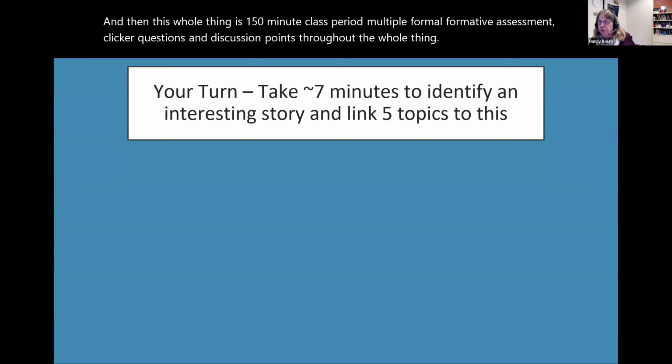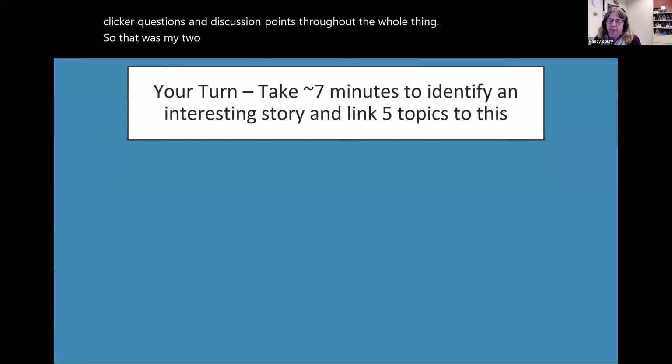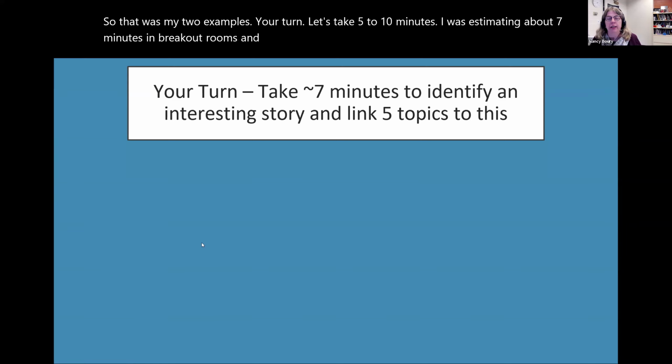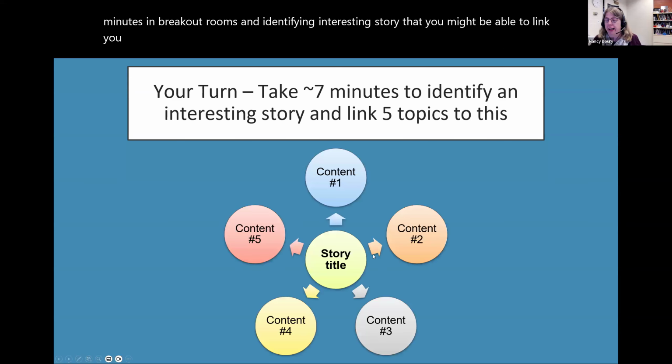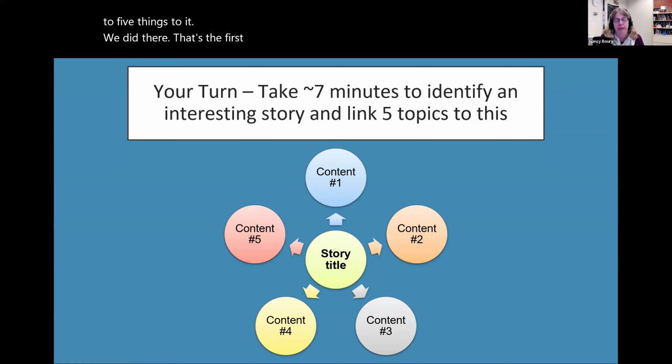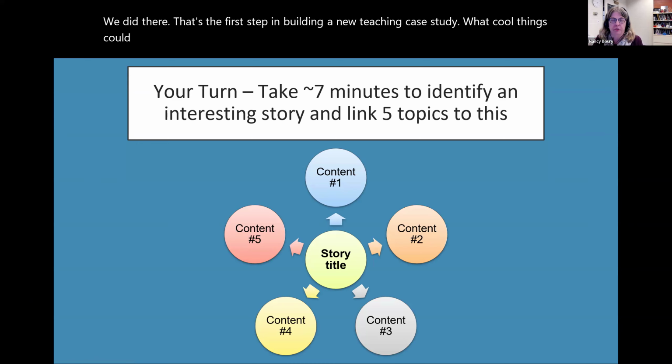So that was my two examples. Your turn. Let's take 5 to 10 minutes, I was estimating about 7 minutes in breakout rooms, and identify an interesting story that you might be able to link up to 5 things to, like we did there. That's the first step in building a new teaching case study. What cool things could I link to this interesting story?